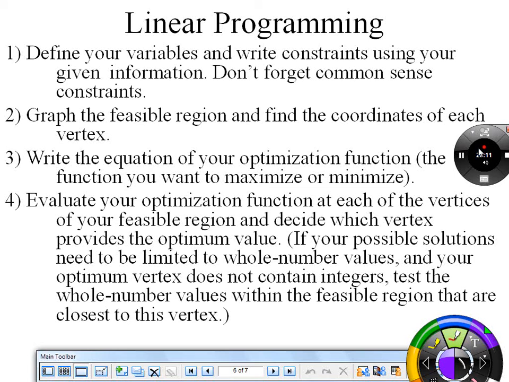Once you write your constraints, you graph your feasible region and you find the coordinates of each vertex. Sometimes it's easy. Sometimes you have to use a system of equations, substitution, elimination, like we did to find one. Okay? Then you write the equation for your optimization function. Okay? That's the equation that calculates your profit, so you can tell if you've maximized or minimized whatever you need to. And then you evaluate that for all your options and decide what you want to do.